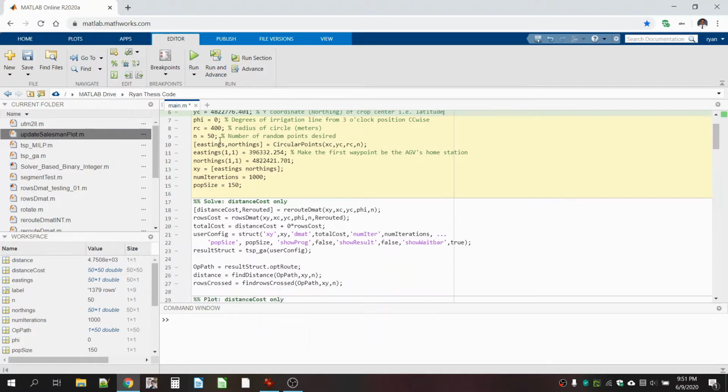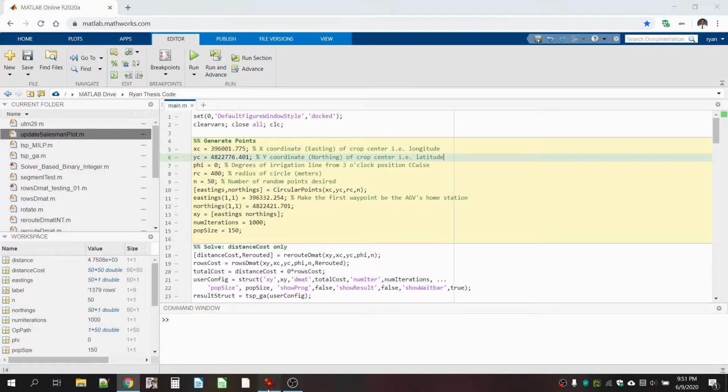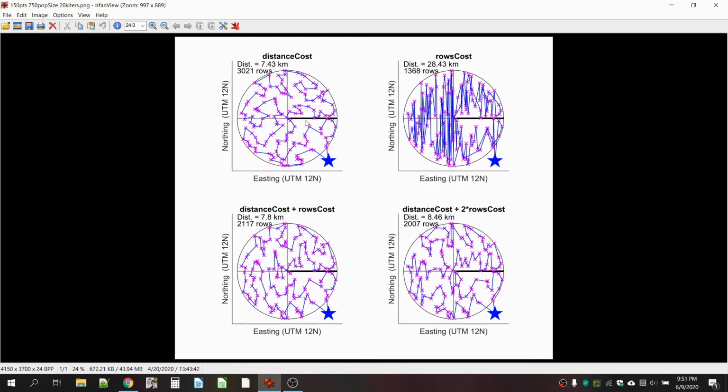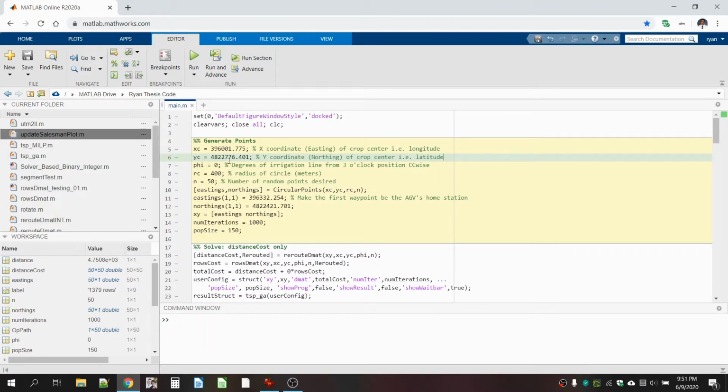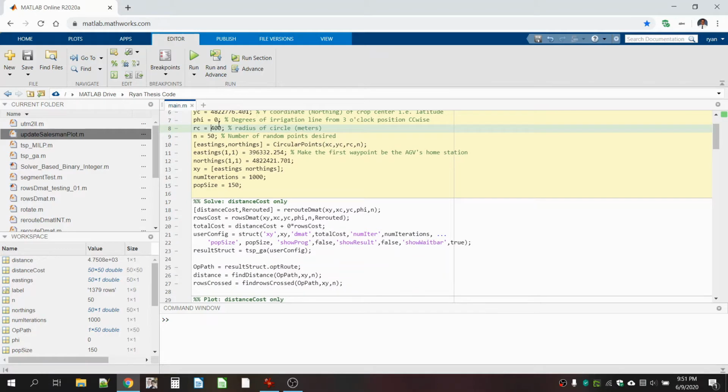Okay, phi is the angle from 0 degrees, increasing all the way to 360 degrees as you go around counterclockwise. So 45 degrees would look like this, and 90 degrees would look like this. You can also use a negative number if you want. This is the radius of your circle. Right now I have 400 meters set. 50 is the number of potato plants that you're dealing with.